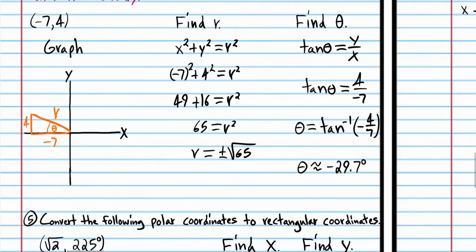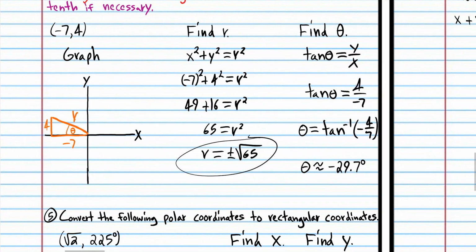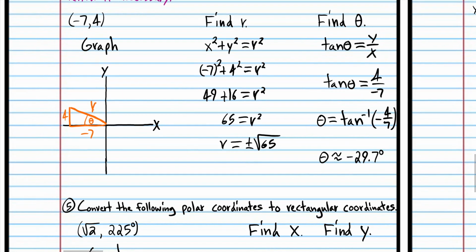Now we can figure out if we're going to use positive root 65 or negative root 65. So let's say that we're going to use positive root 65. So that means that we count out on the x-axis root 65, and then we're going to rotate negative 29.7, which is going to get us here. Is that the right point? No, that's not the right point. The right point is up here. That's where we need to be. So obviously using positive root 65 with this particular angle is not going to work.